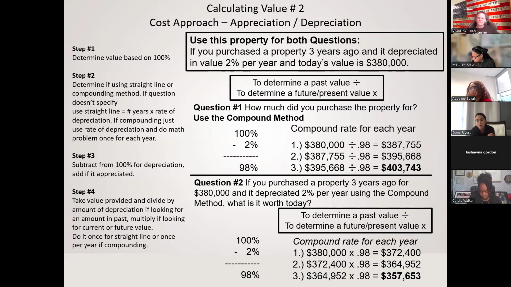So you can either watch this video or snap pictures of these slides on how to figure it out. The steps are here on the left-hand side I put together for you for the problems. And here we got two different versions of the compound method. One calculating the past value and one calculating the current or future value.